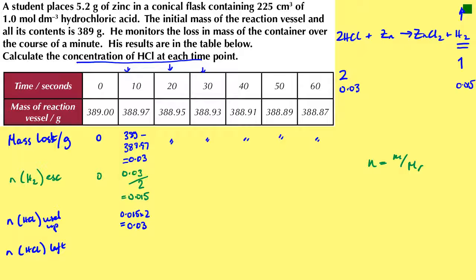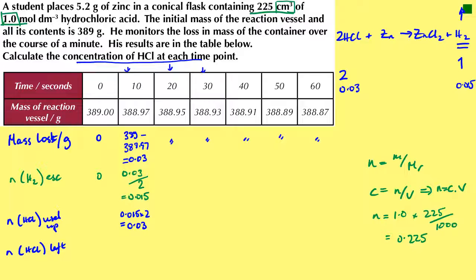And for that we need to look back at the question and remember that we've got 225 cm cubed of 1 mole per dm cubed hydrochloric acid. So we're going to use concentration equals moles over volume, and we're going to rearrange that to moles equals concentration times volume. So our moles that we started off with is concentration, which is 1.0 from the question, times volume, which is 225, but notice it's cm cubed, and we want dm cubed, so we have to just divide that by 1000. So our moles turns out to be 0.225 moles. So we can write that in here, 0.225.